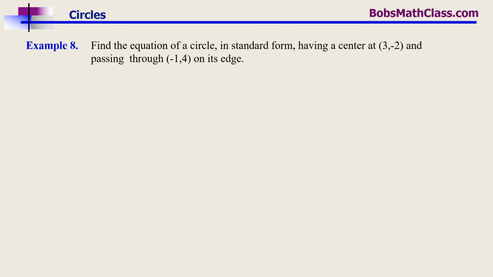All right, example 8. Find the equation of a circle in standard form having the center 3, negative 2, and passing through negative 1, 4.